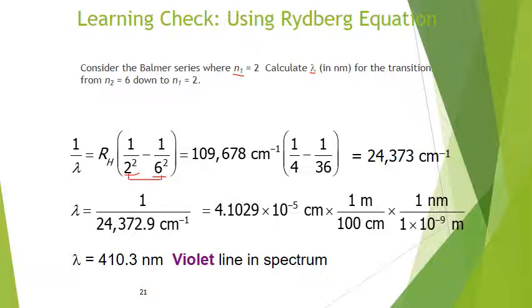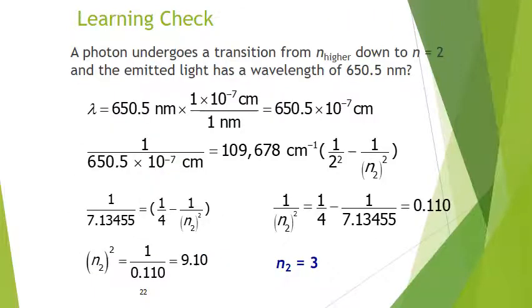Right, and then you plug everything in, and the 6th line is going to be 410 nanometers, which is violet in the spectrum. All right, and you go the other way. So let's say I'm giving you the wavelength, you rearrange the equation, and so forth. If you give it a wavelength of 650 nanometers, you can figure out what band that is on the spectrum.